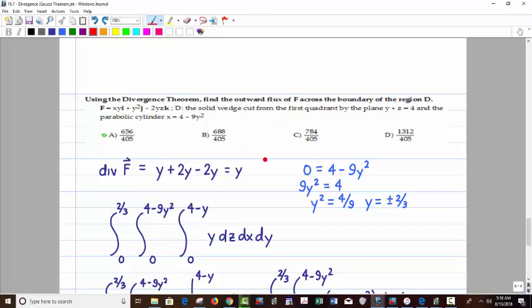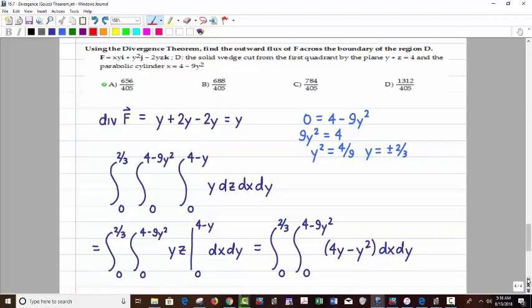Well, let's get the divergence first here. Derivative of xy with respect to x would be y. The derivative of y squared would be 2y, and the derivative of the last one with respect to z would be negative 2y. So those cancel and that just leaves y. So we're definitely integrating y. I think there's no reason to worry about converting this one to any kind of cylindrical or spherical. This will pretty much be rectangular.